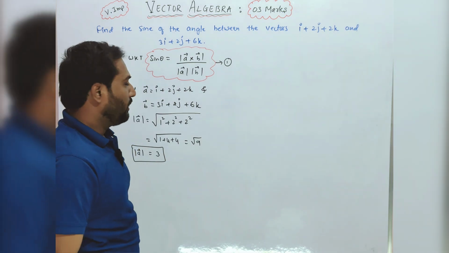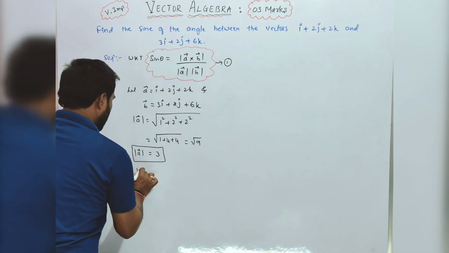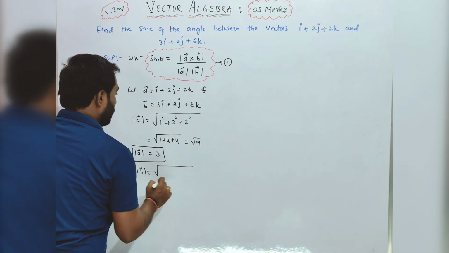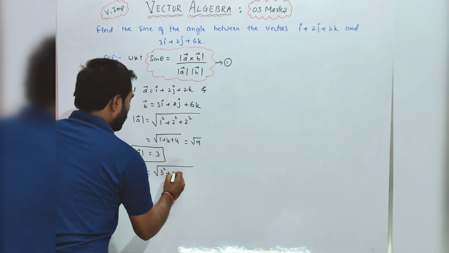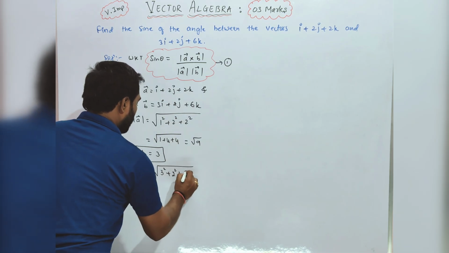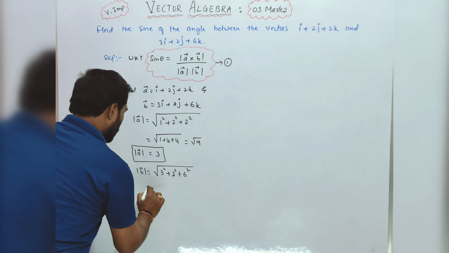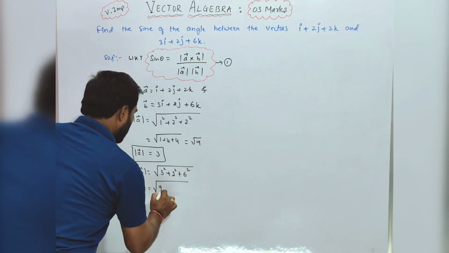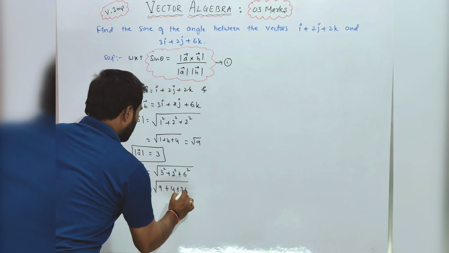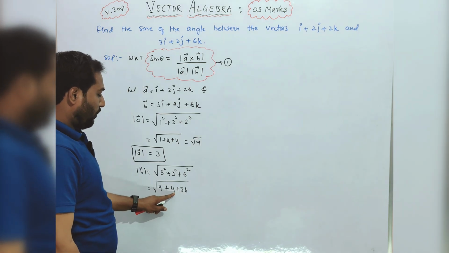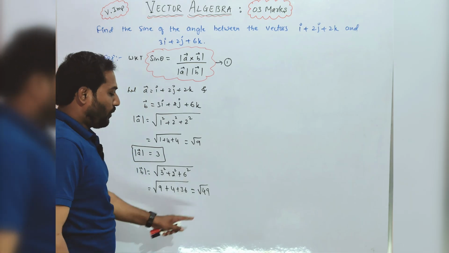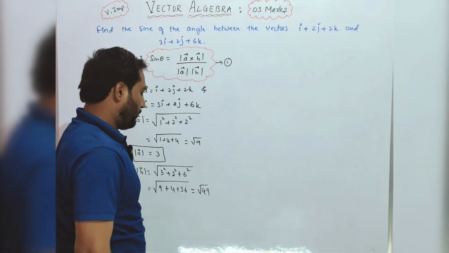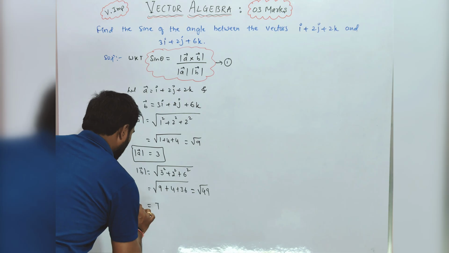Similarly, find the modulus of B. Again, square root of 3 square plus 2 square plus 6 square. And what are the values of these? 3 square is 9, plus 4, plus 36. 36 plus 4 is 40, plus 9 is 49. So this is root 49, which is 7. So this is your modulus of B.